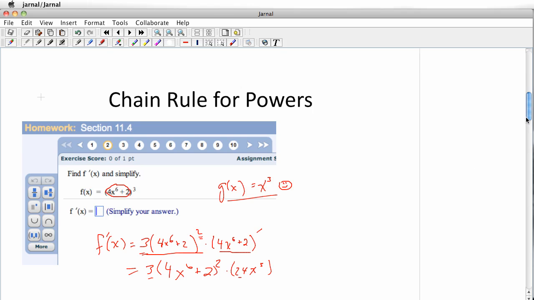So that's what it looks like if we have any power. There's no difference if the stuff had been raised to the 1/2 power or the -3 power. Any power that we had a rule for before, we can still follow the chain rule in the same way.